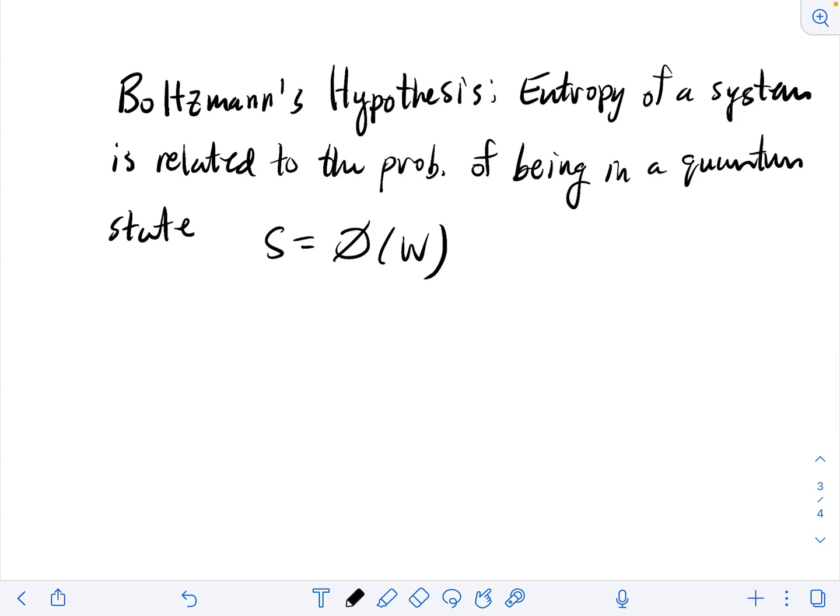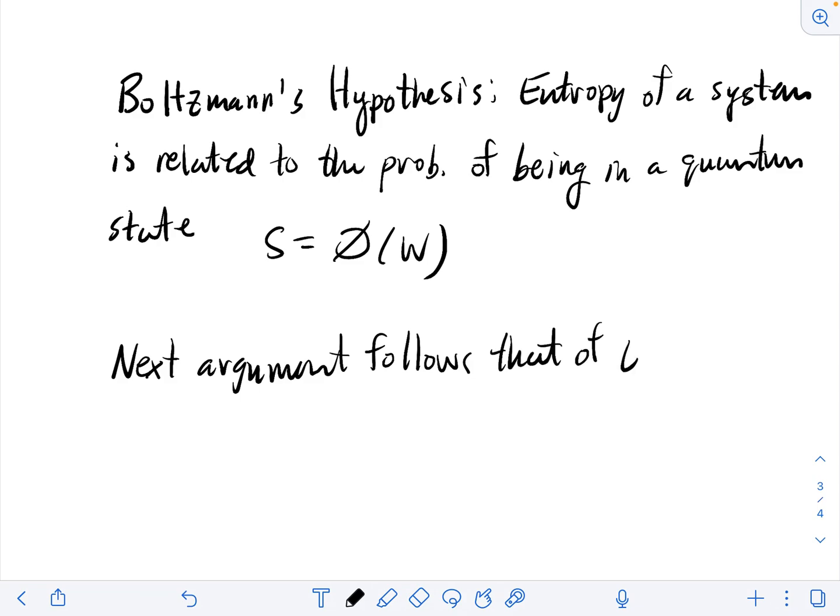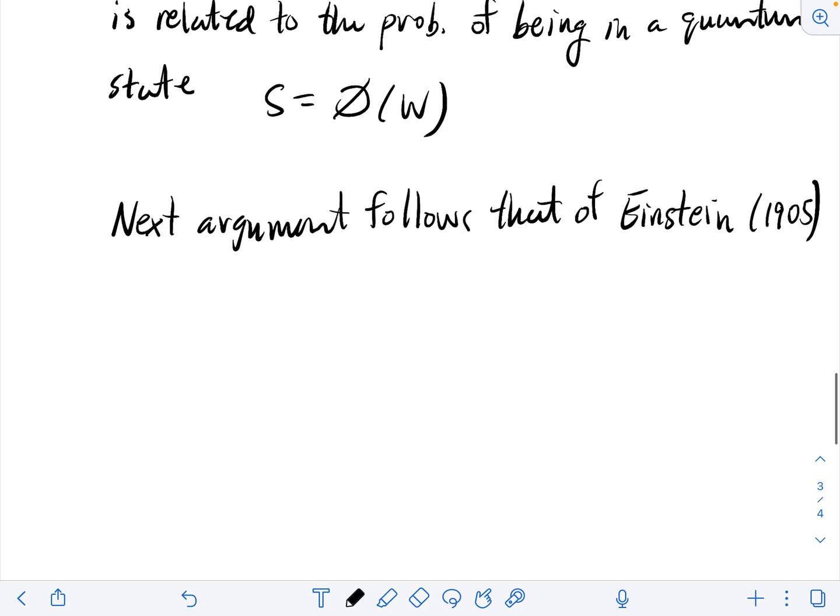But before we do that, this next argument that we're going to present is actually due to Einstein. The next argument follows that of Einstein. I should double check, but I think this argument was from 1905, and you may know that 1905 is Einstein's miracle year. And why do they call it his miracle year?